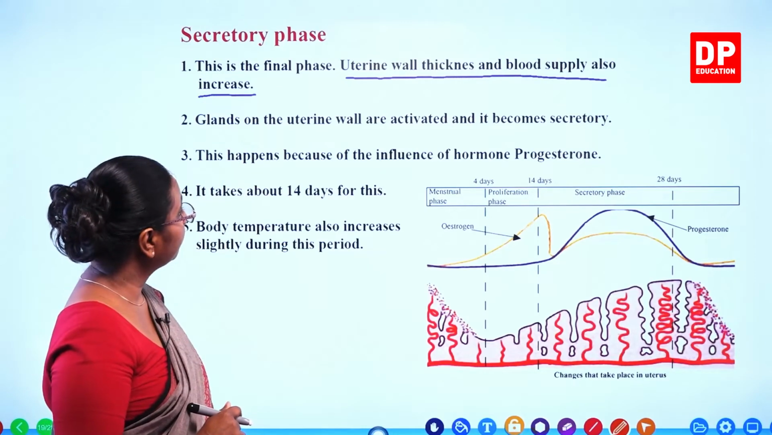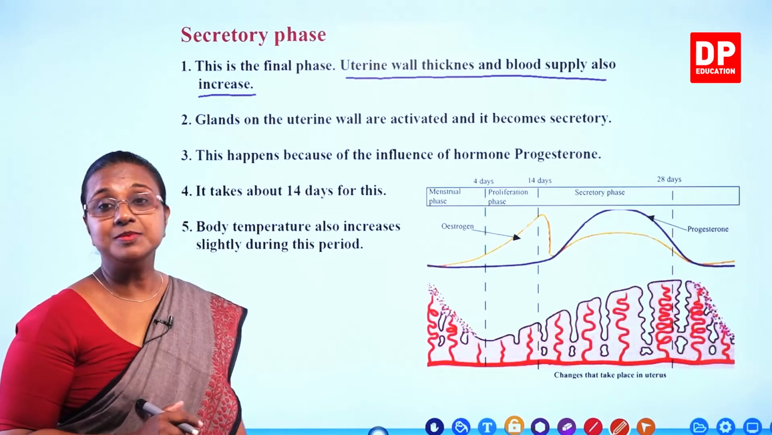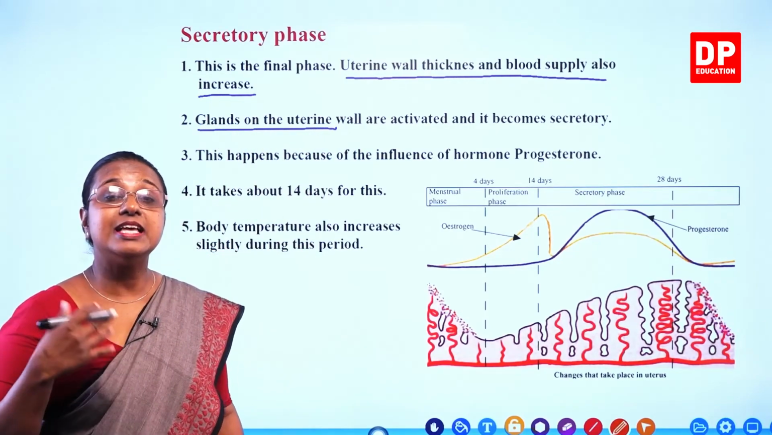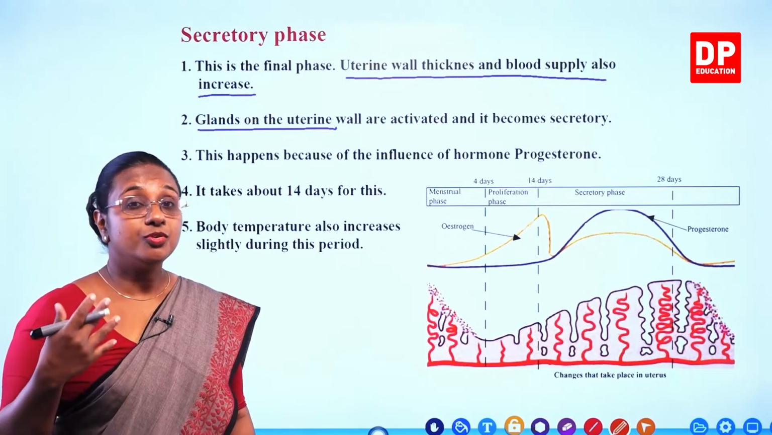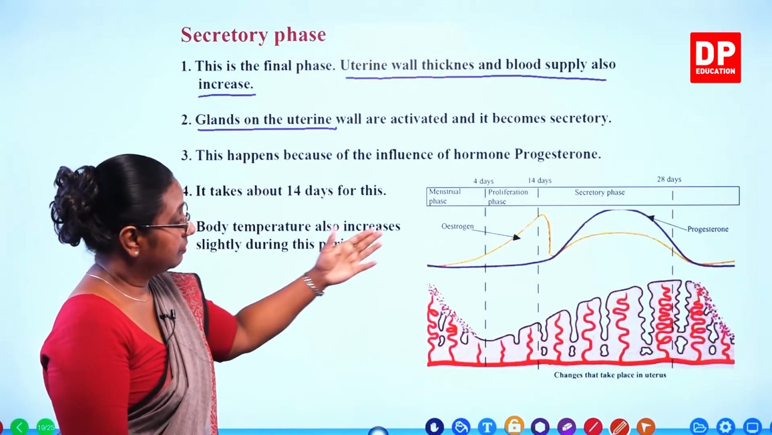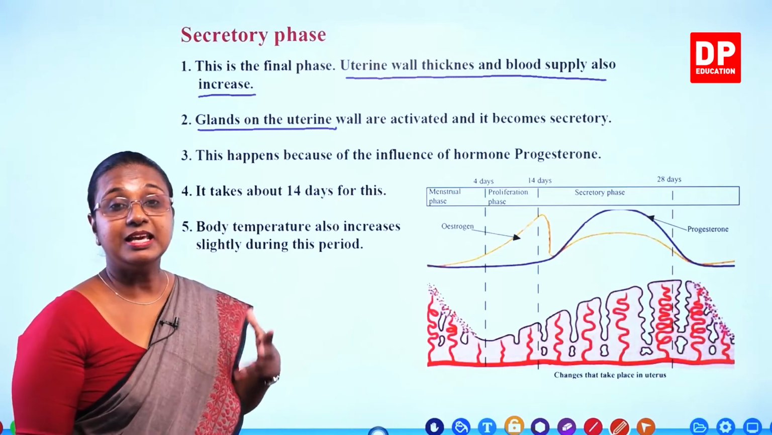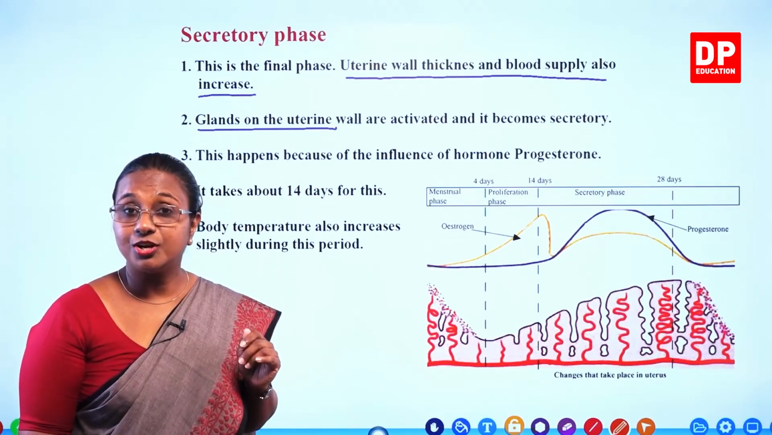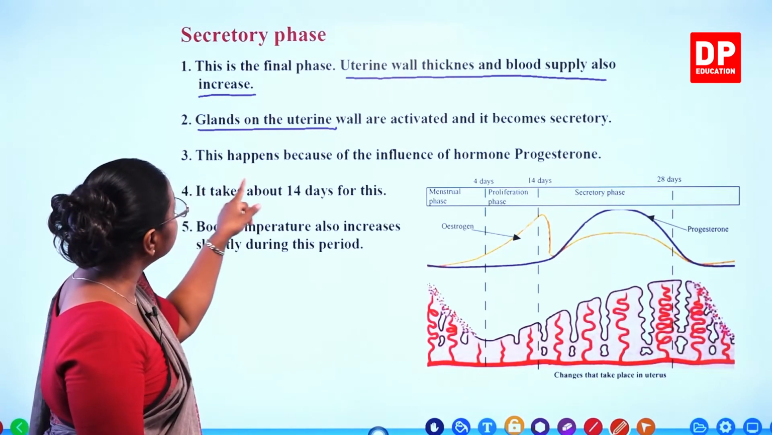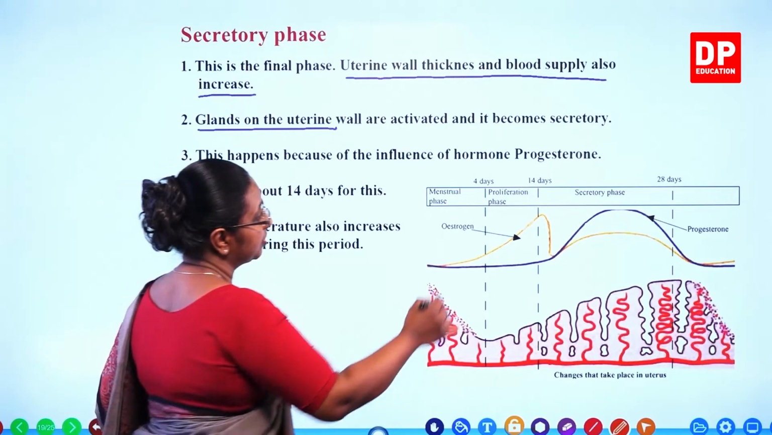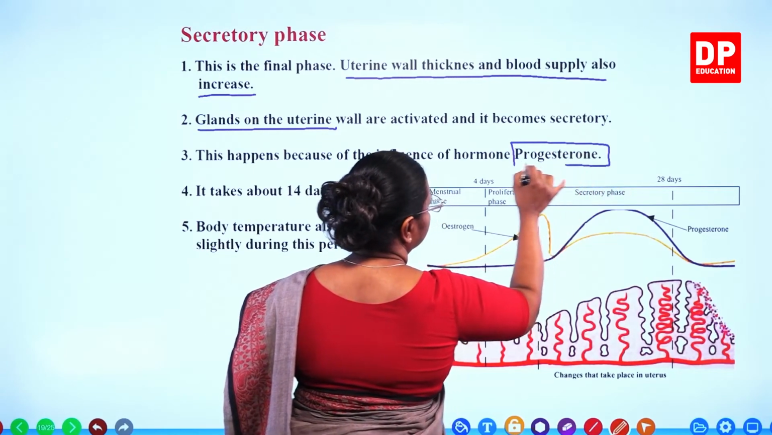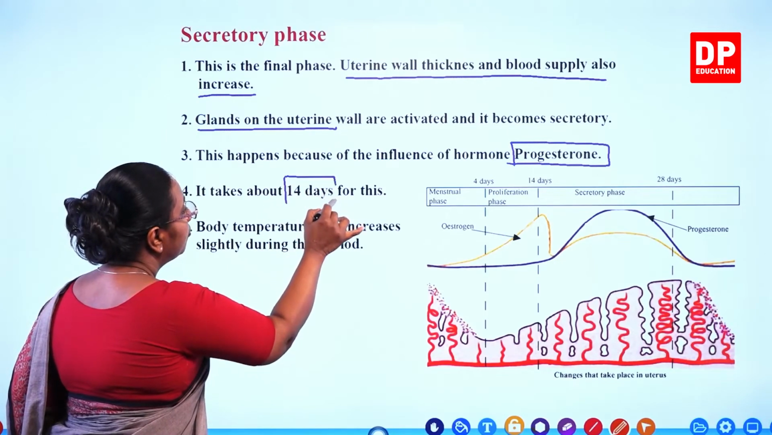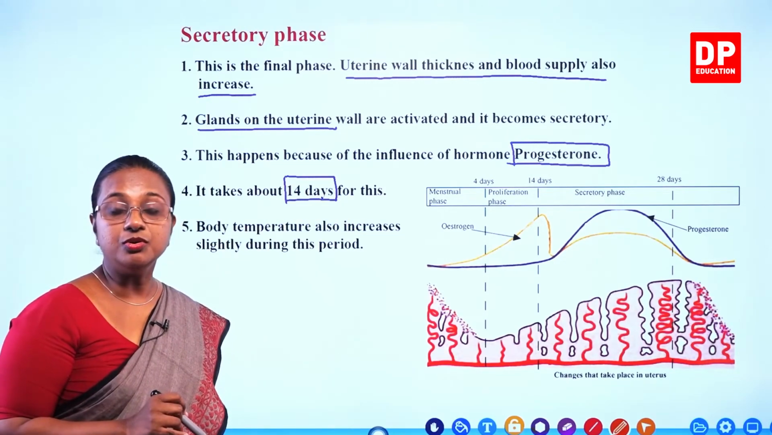Glands on the uterine wall are active and it becomes secretory. So there are glands on the uterine wall, and they secrete substances. So the wall of the uterus is secretory and well developed, it becomes very thick, and there is a lot of blood supply. This happens because of the influence of the hormone progesterone. So the hormone is progesterone, and it takes about 14 days for this process to happen.